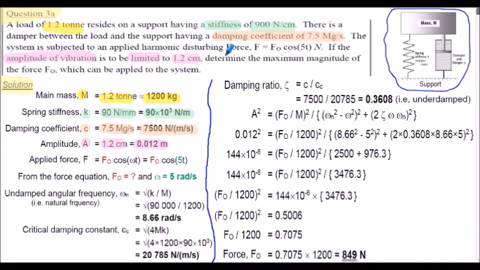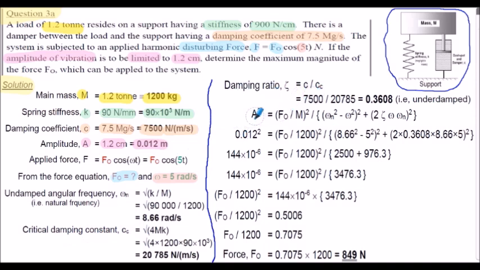The question states the disturbing force, capital F here, that's in the format of F0 cos omega t. In this particular question, it's F0 we are trying to find, so that's an unknown. But our omega in this case will be 5, so omega is 5 radians per second. So as with the previous questions, we calculate our undamped angular frequency, our critical damping constant and our damping ratio, all parameters we need to determine within the solution.